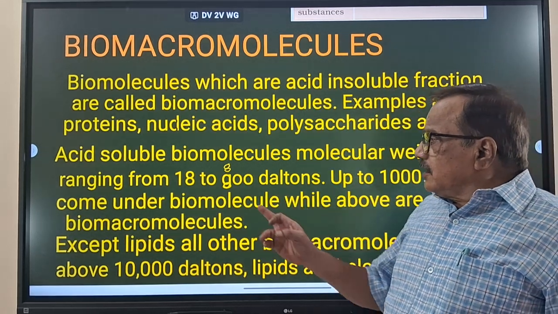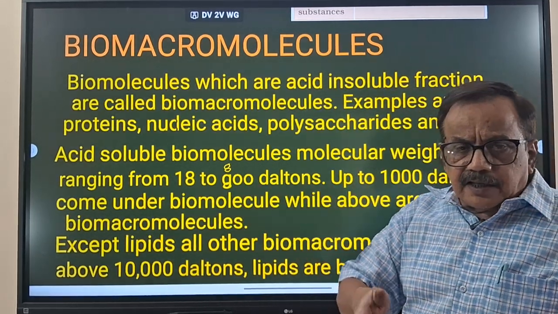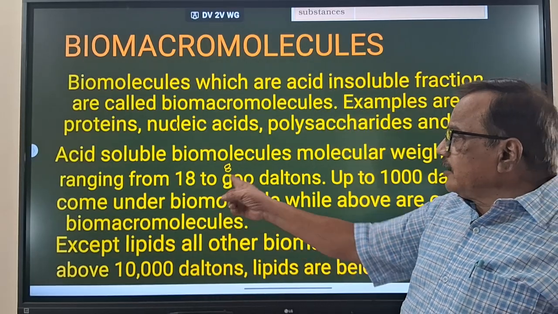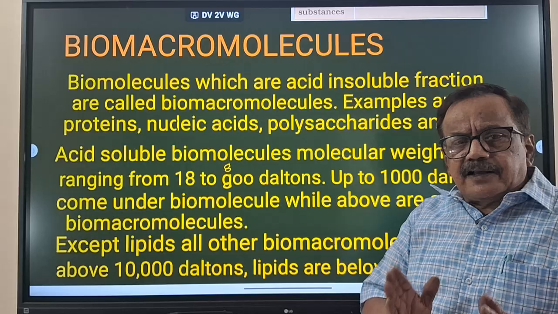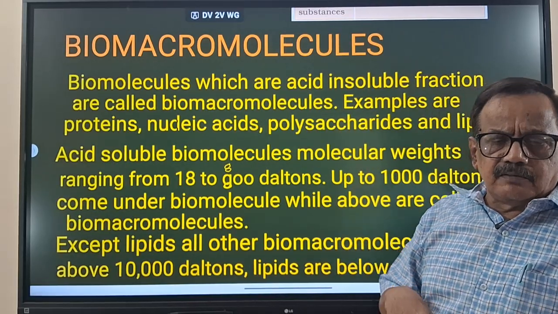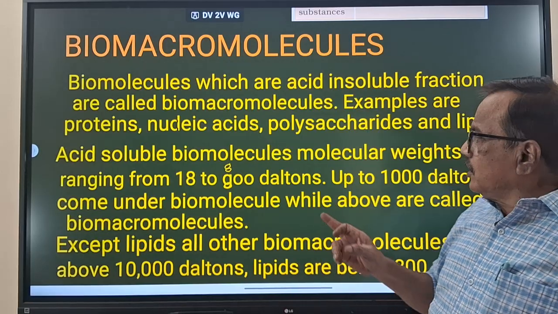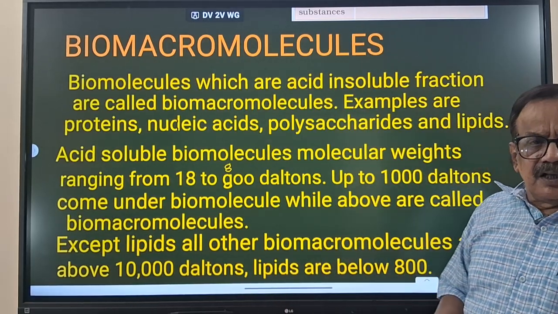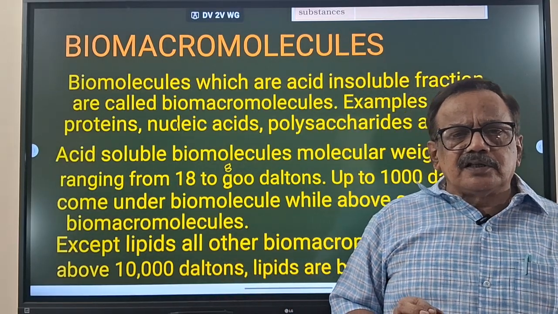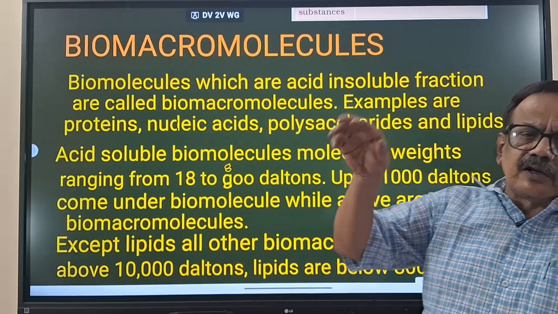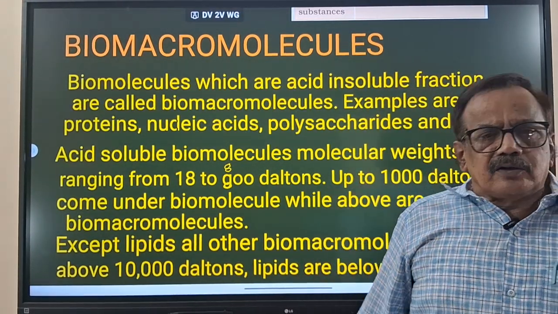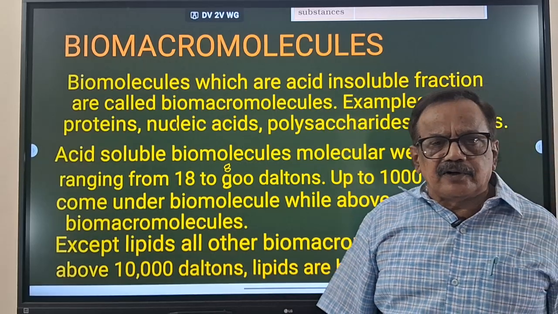Now you see, even though the reported biomolecules are 18 to 800 daltons, they kept the margin between micro and macro biomolecules at 1000. If the biomolecule is above 1000 daltons, then that is called a biomacromolecule. Below that, we can simply say biomicromolecule, or biomolecule.